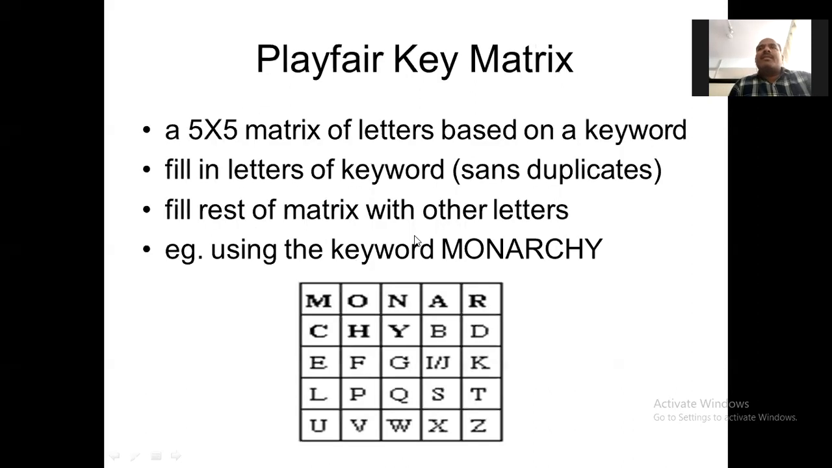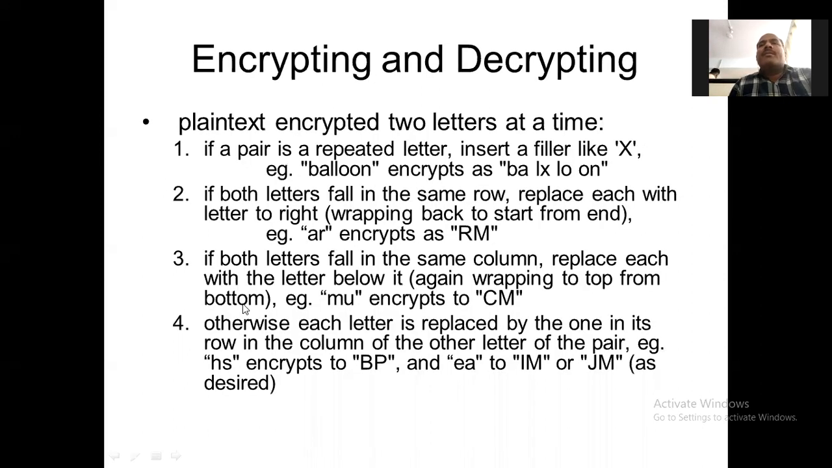Now here we can see how AR is going to encrypt. So AR appears in the same row here. The next character for A is R, and for R it is M. Okay, this is the same row.